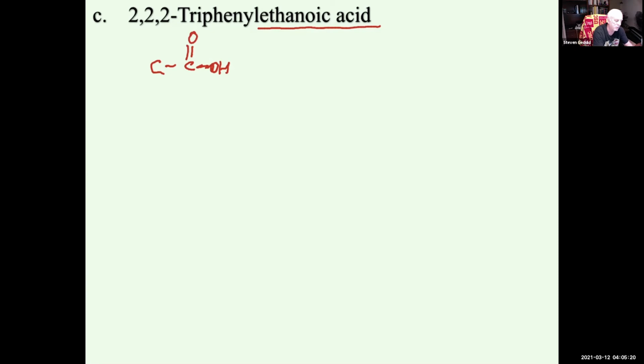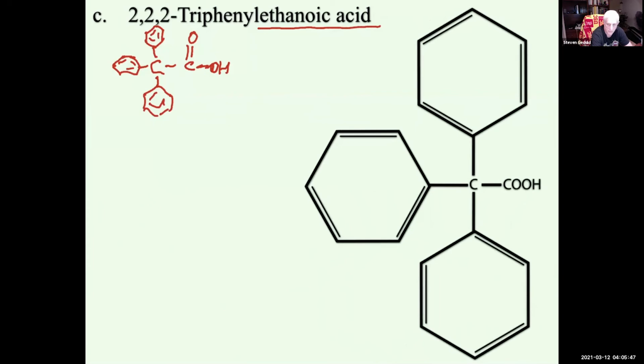You have 3 phenyl groups attached to the number 2 carbon. So if there's 1 phenyl group, there's 2 phenyl groups. I'm not the best artist here. And there's 3 phenyl groups. Okay. So you have 2,2,2 triphenyl ethanoic acid. That's what it looks like.